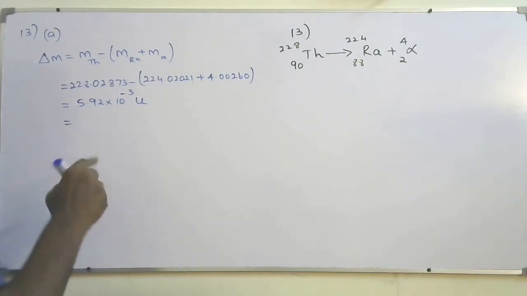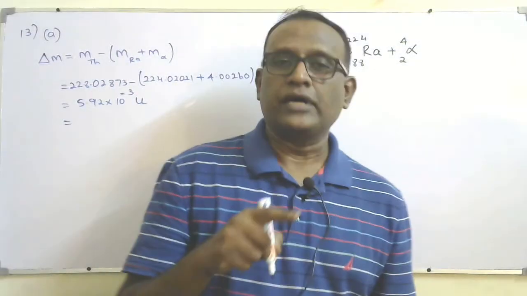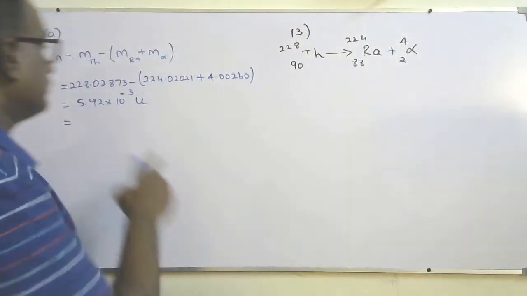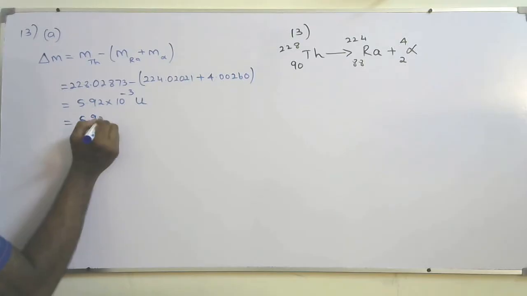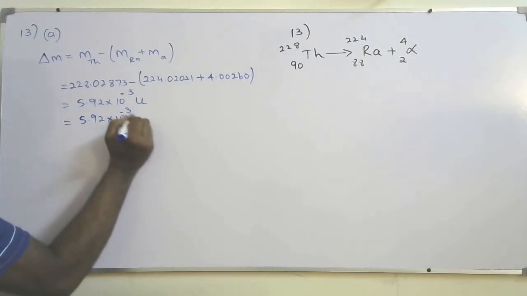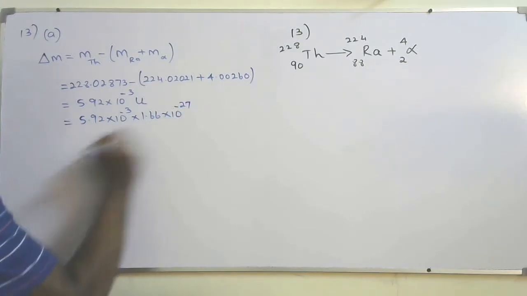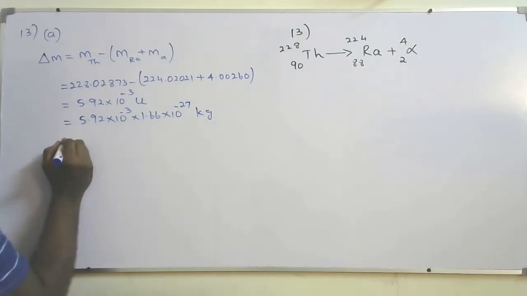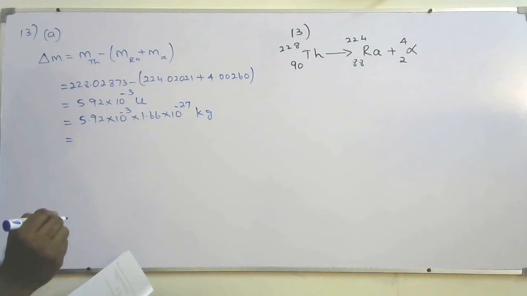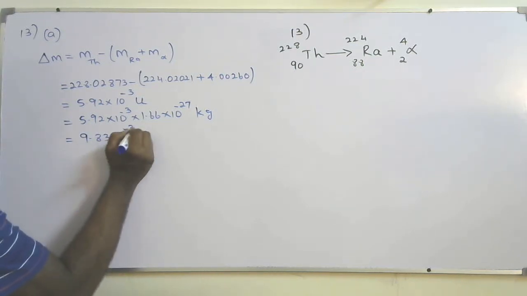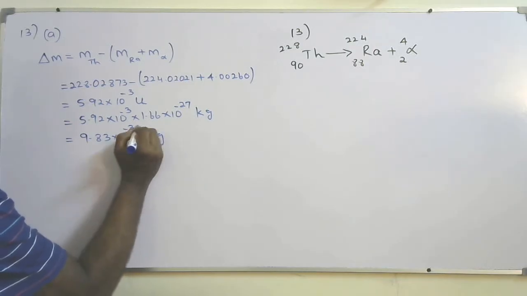So we know one u is 1.66 times 10 to the power minus 27 kilogram, given in the data sheet. So convert to kilogram, 5.92 times 10 to the power minus 3 into 1.66 times 10 to the power minus 27 kilogram. So that will be 9.83 times 10 to the power minus 30 kilogram.